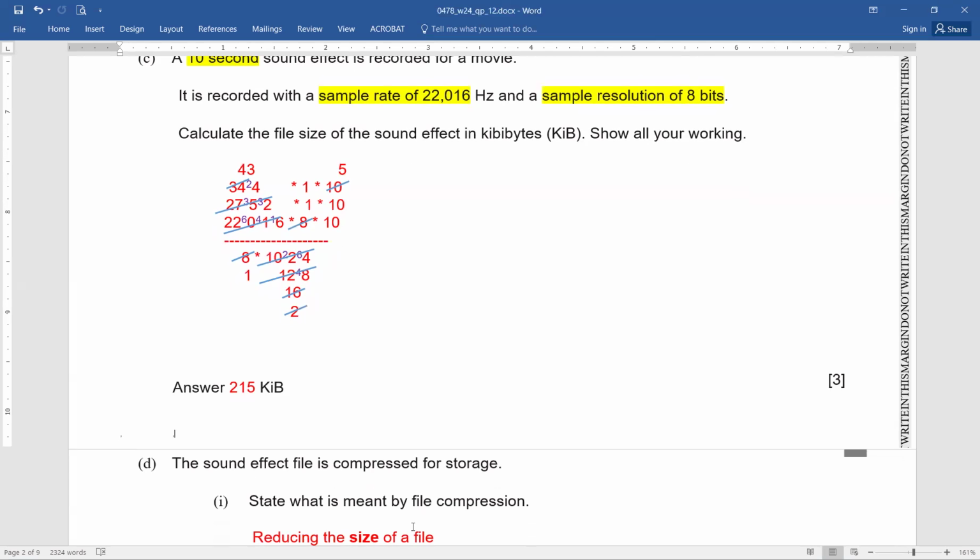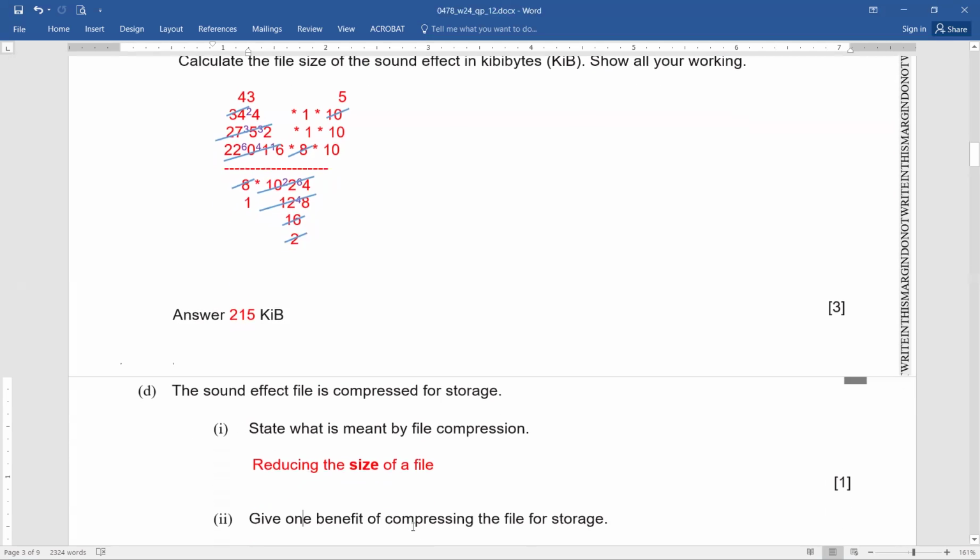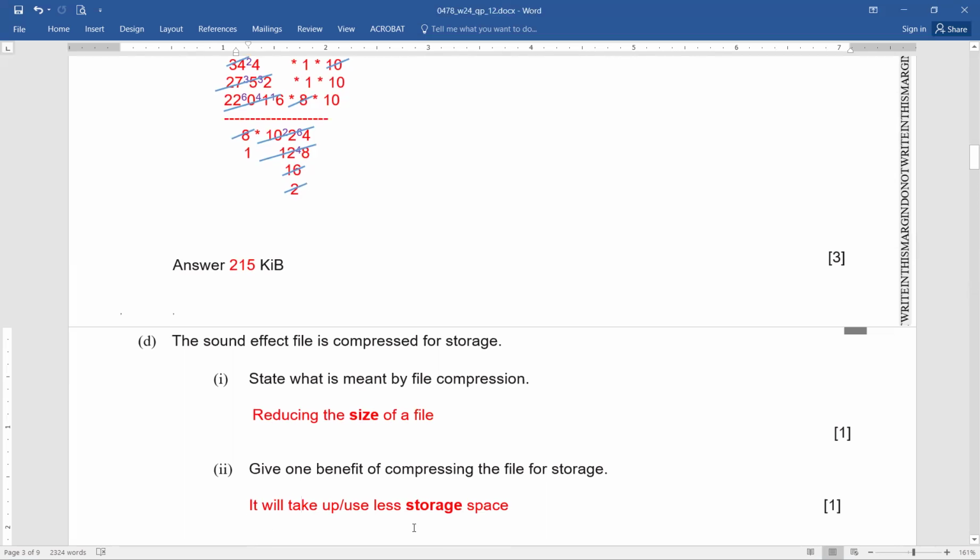Okay. The sound effect file is compressed for storage. State what is meant by file compression. This is part D, and you know it very well. Reducing the size of the file is the meaning of file compression. Give one benefit of compressing the file for storage. So since they're mentioning the term storage here, that's why what is the benefit of compression? It takes up lesser storage space.